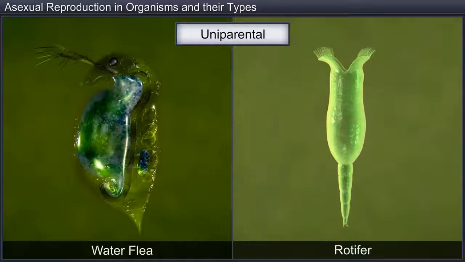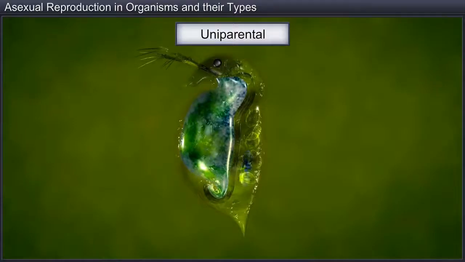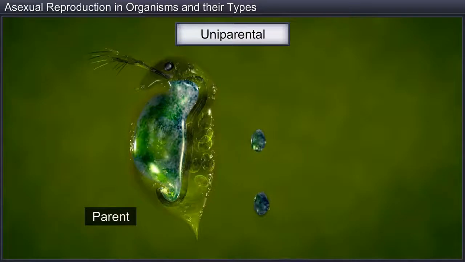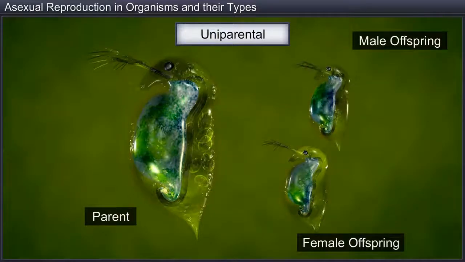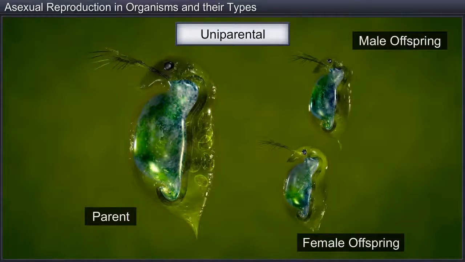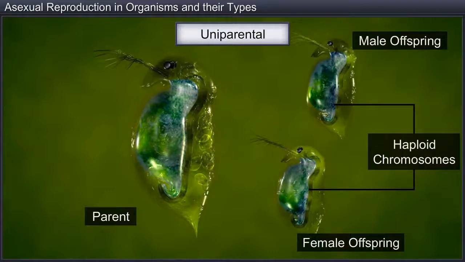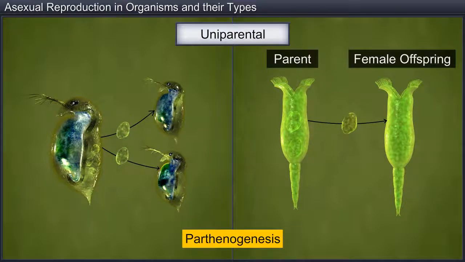Uniparental reproduction is another way of asexual reproduction seen in water fleas and rotifers. For instance, in water fleas, an unfertilized egg from a single parent gives rise to a male or female offspring without fusing with a sperm cell. Hence, the offspring receives a haploid set of chromosomes from a single parent. This type of reproduction is commonly known as parthenogenesis.